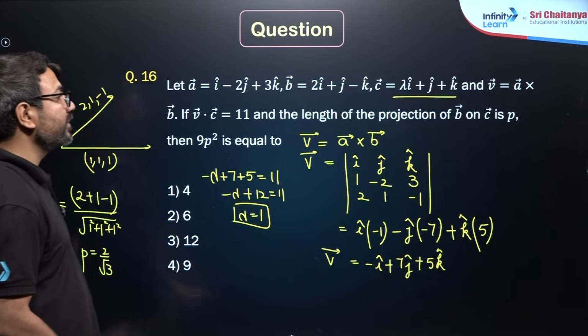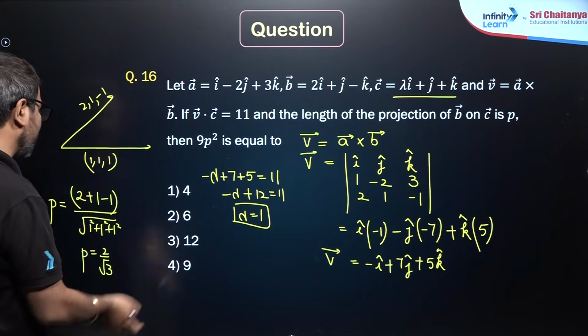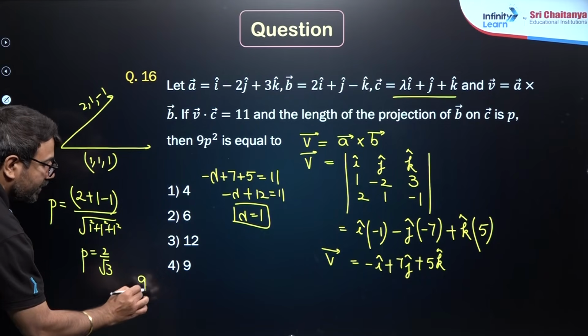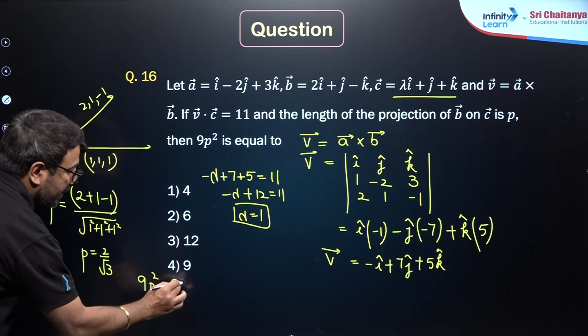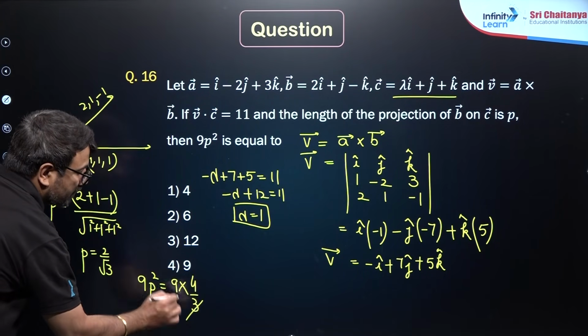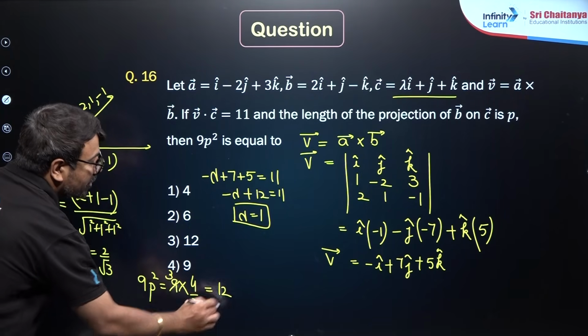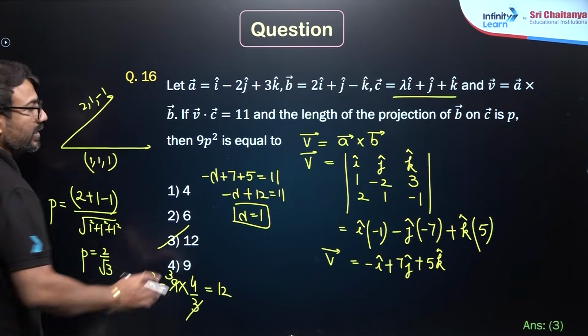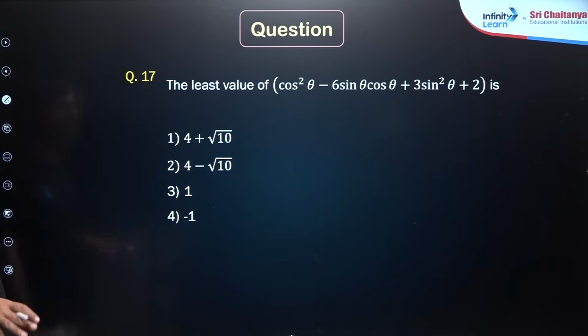Now, what they have said here, they want 9P squared. So 9P squared, 9 times 4 by 3, that will give you a value of 12. 12 is there in the third option. That is why the third option will be the final answer.